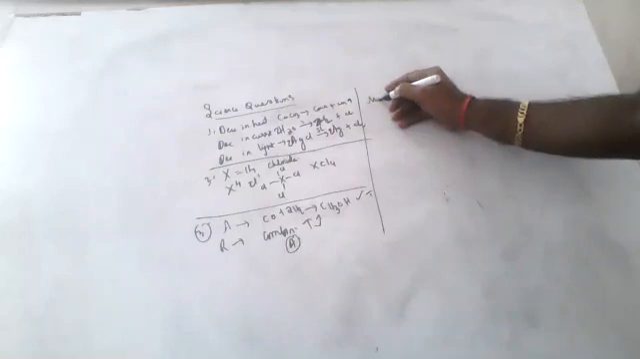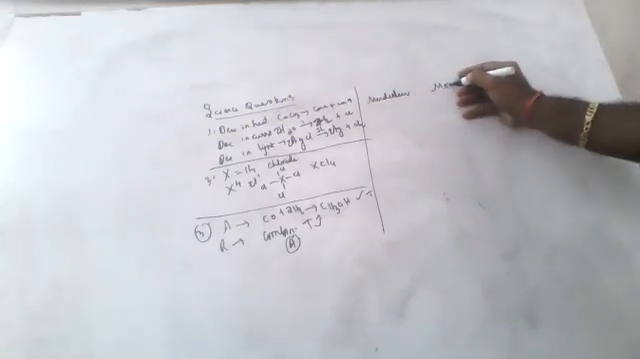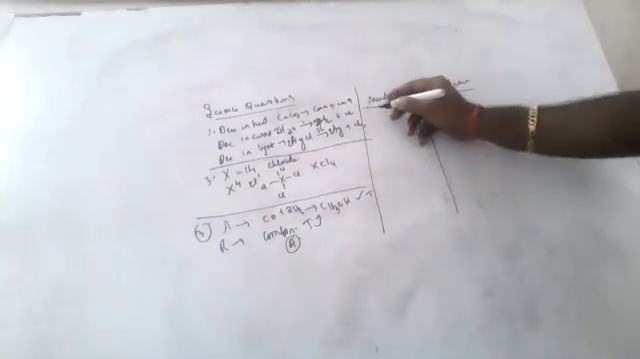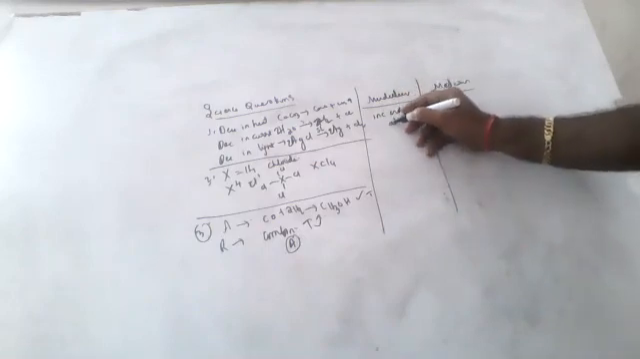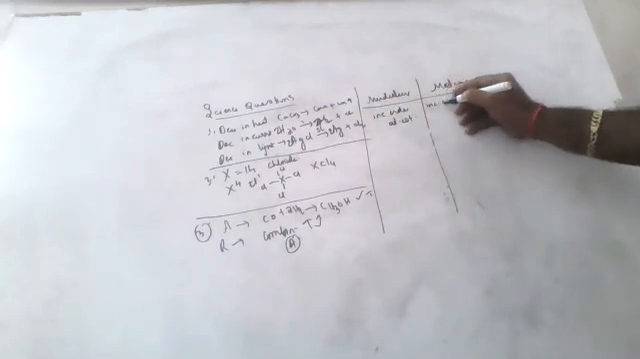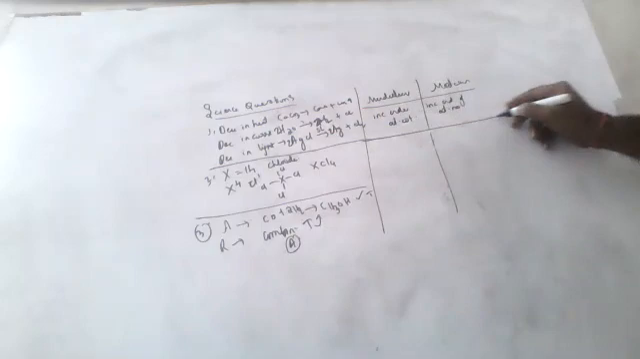Next question, children. See here. They are asking, what are the differences between Mendeleev's periodic table and the modern periodic table? Mendeleev arranged the elements in increasing order of atomic weight. The modern table arranges the elements in increasing order of atomic number.